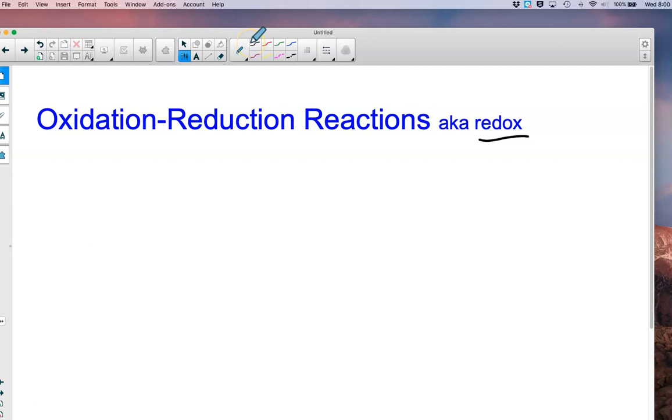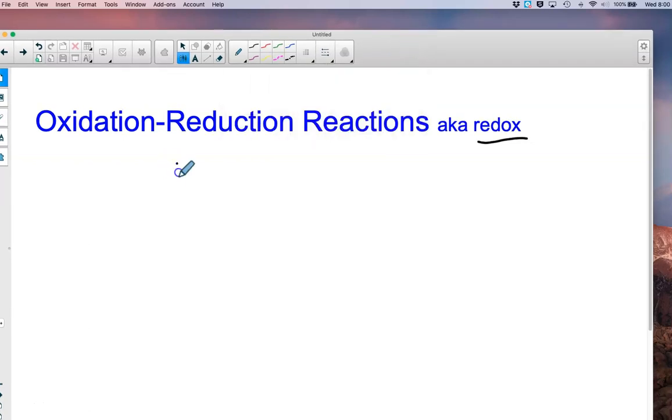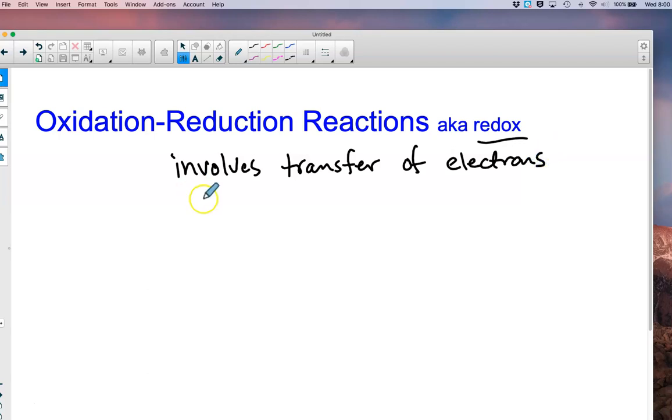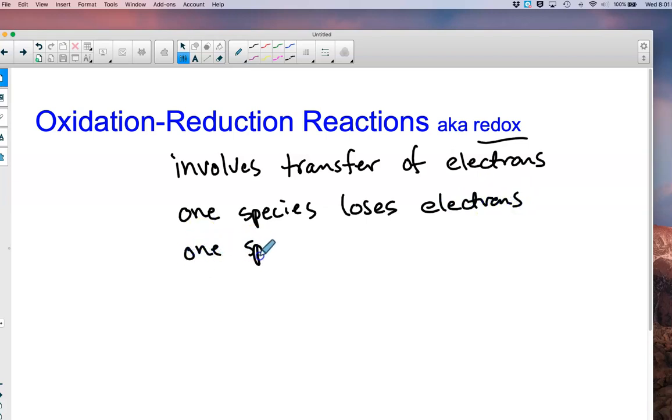What characterizes an oxidation reduction reaction is an electron transfer. So this involves the transfer of electrons. And so we always have one species loses electrons, and something else has to be around there to take those up, so one species gains electrons.